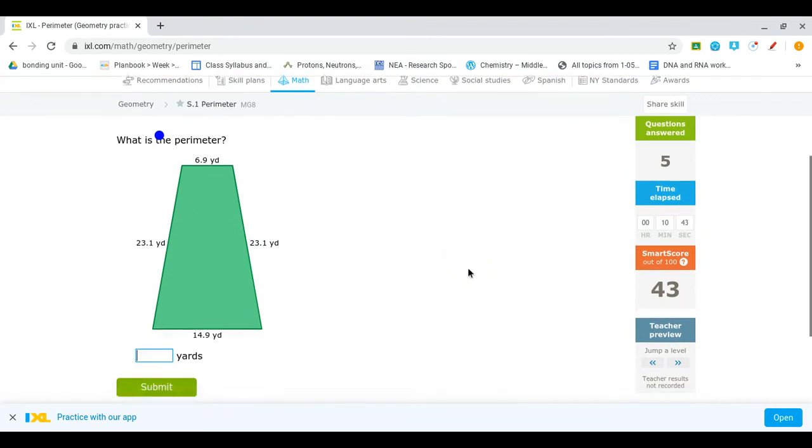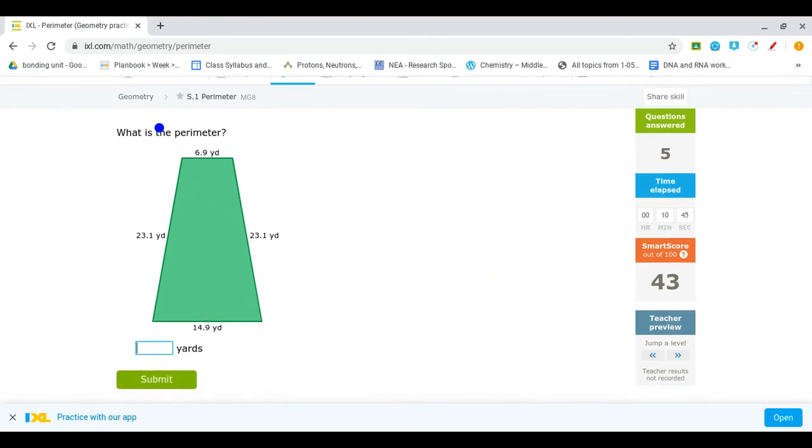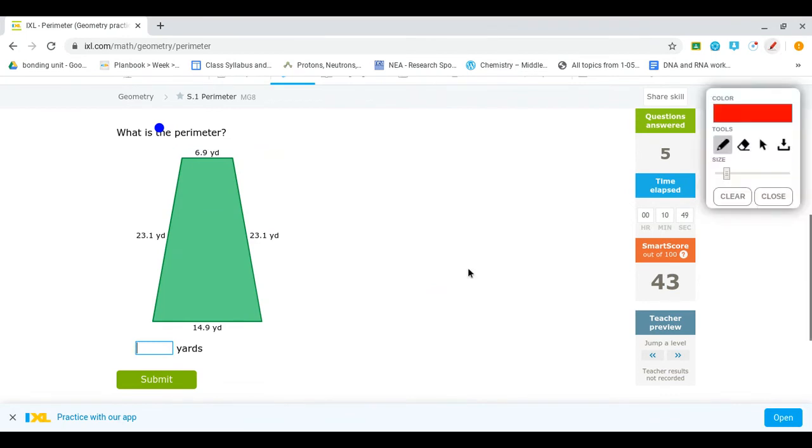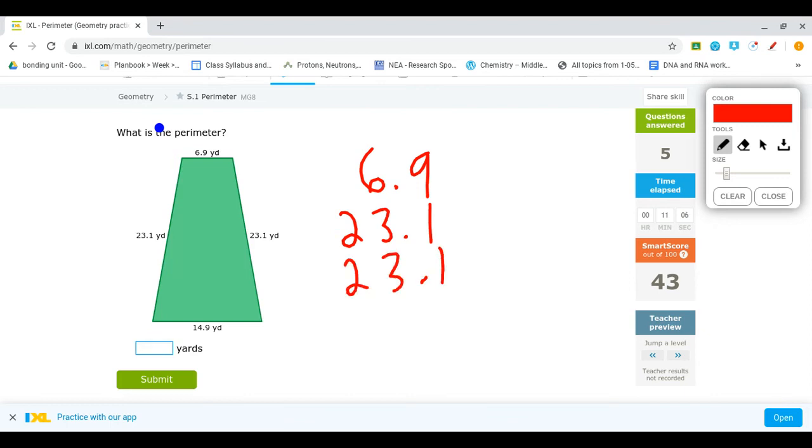Okay, the next one, what is the perimeter? Once again, they already have all four sides written down for us. We got 6.9. Just be careful when you're adding, make sure that decimal is lined up, or use that calculator. And also 14.9. Go ahead and add these up.